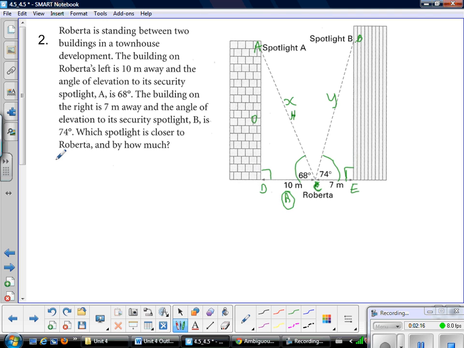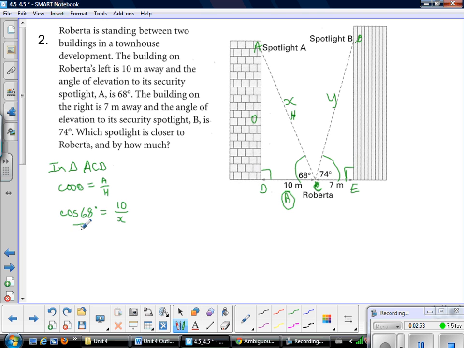So first of all, I want to tell the person what triangle I'm looking at. So I'm looking at, in triangle ACD, cos theta equals the adjacent side over the hypotenuse. Now it's a matter of filling in what we know. So the cos of 68 degrees equals our adjacent side, which we know is 10, and the side that we want to find, which is x.